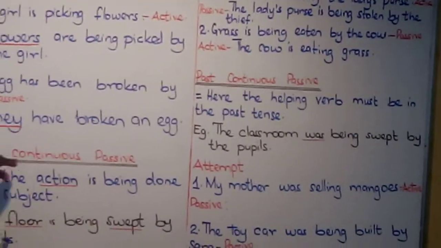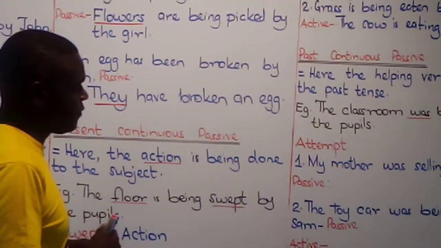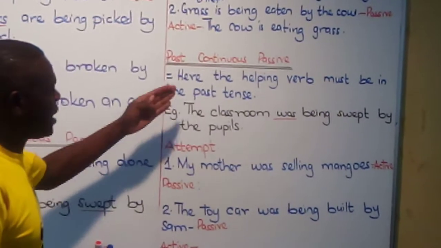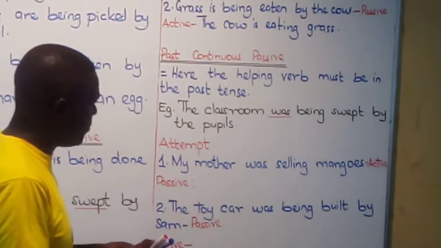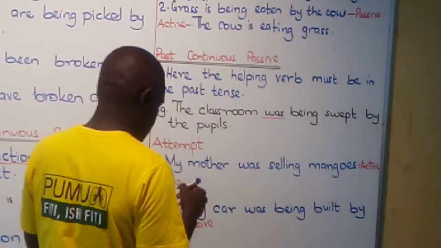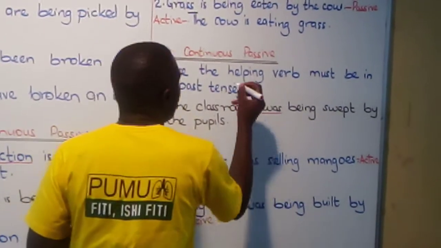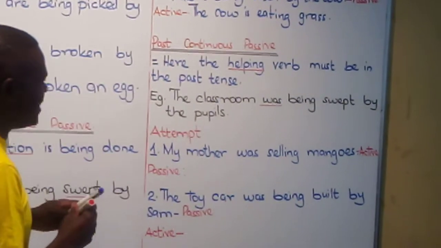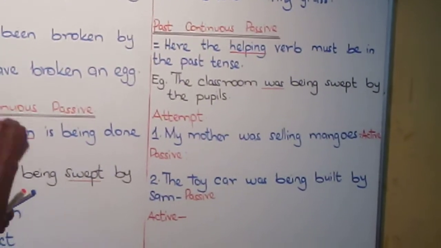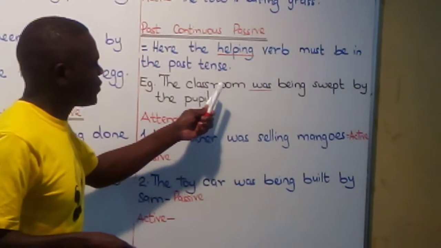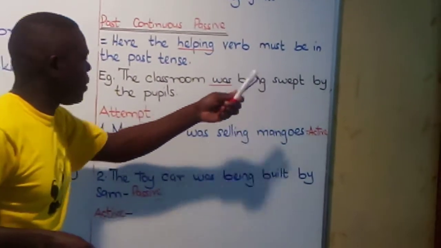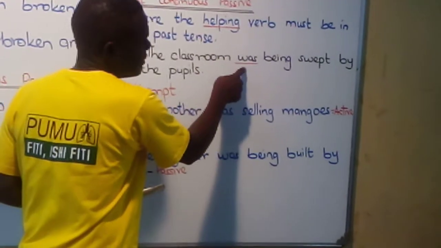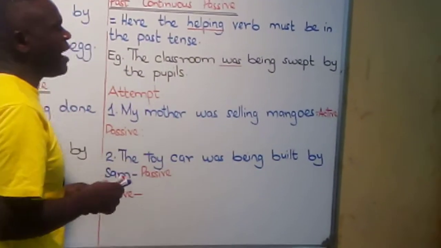Because we have present continuous passive, we also have past continuous passive. Here, the helping verb, let's underline that word, must be in past tense. The classroom was being swept by the pupils. Was must be in past tense.